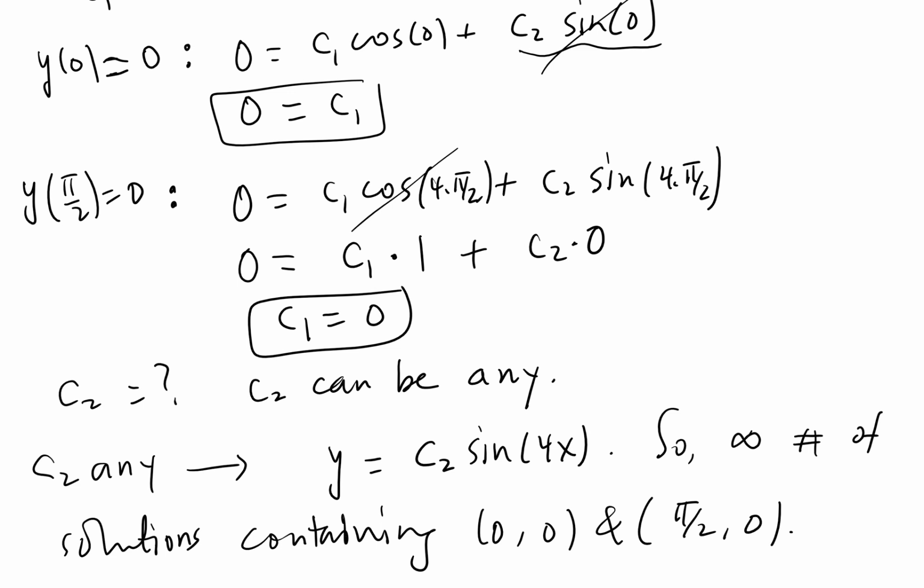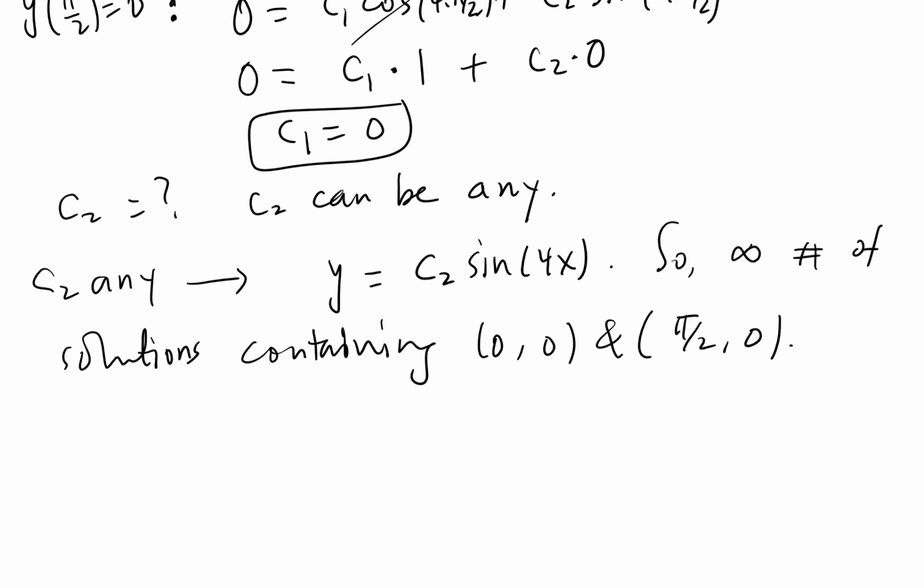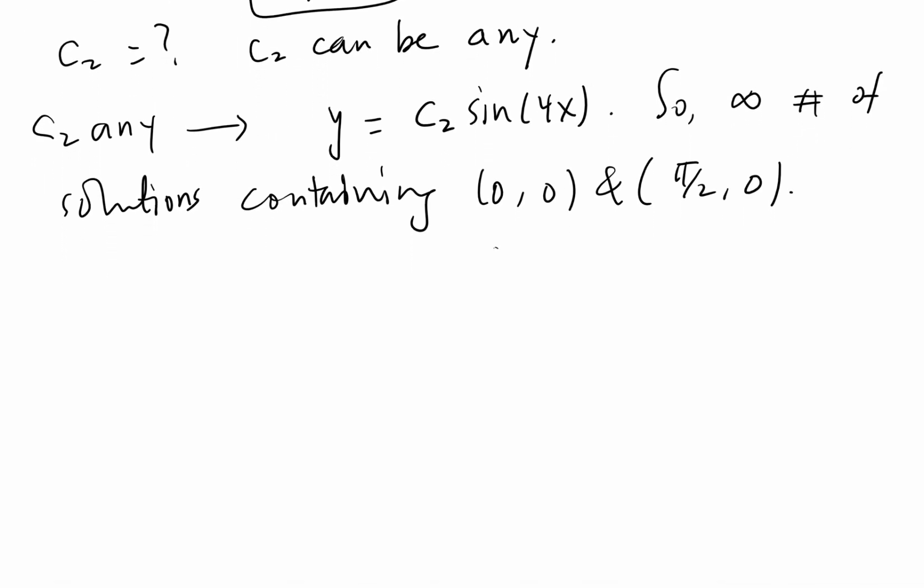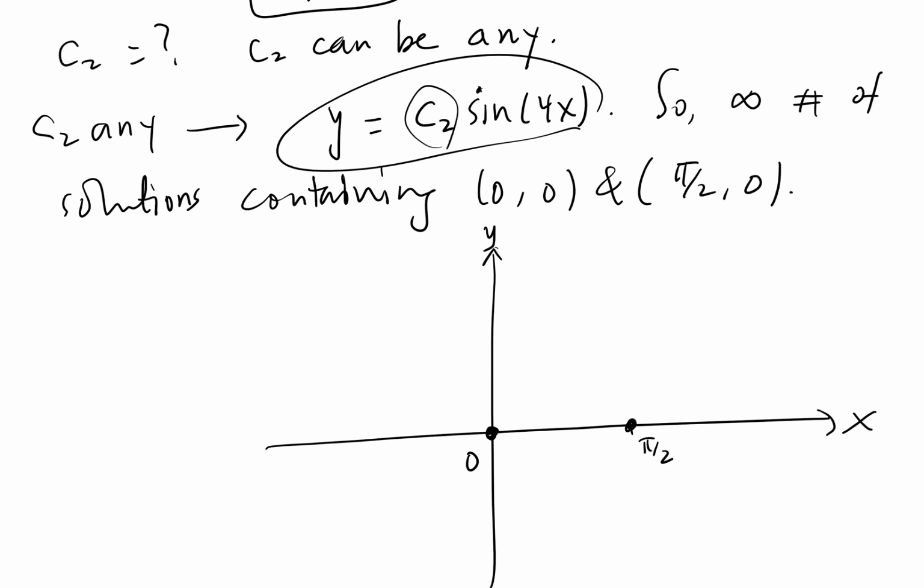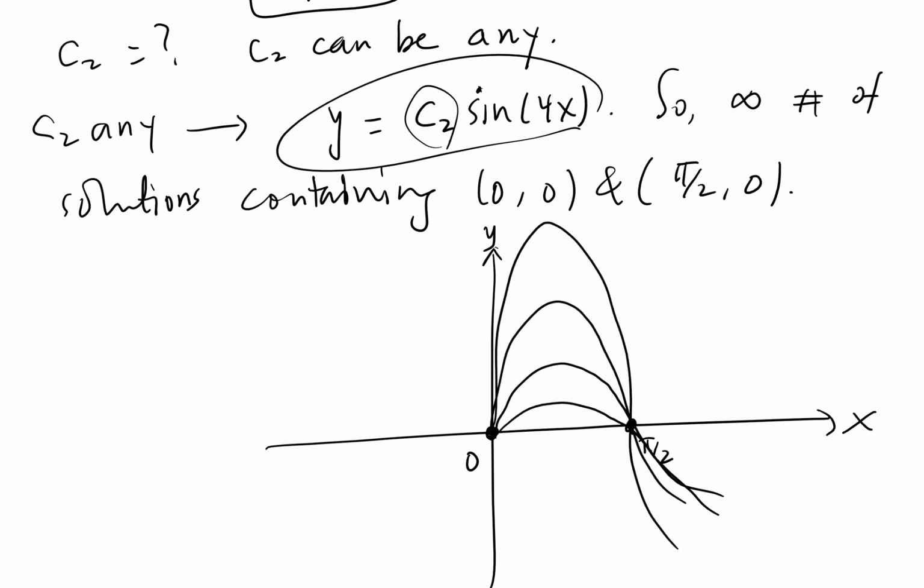And I can show you even graphically what that means. If we graph this function y equals C2 sine 4x, 0, 0 is here, and pi over 2, 0 is here. This is a sine function. So why do we have infinitely many? Because of C2. C2 tells us the amplitude. So it can go like this and then down, or maybe like this and down, or this and down. See, that's why there are infinitely many of them.